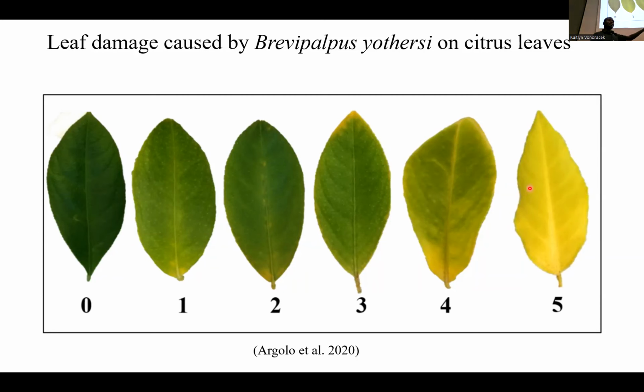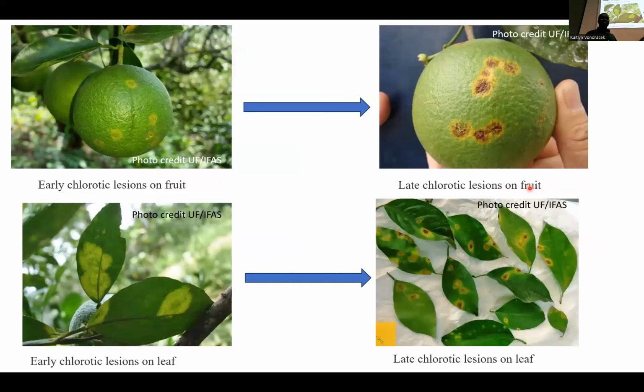But this is not the bad part of it. The bad side of it is that it vectors citrus leprosis virus that causes citrus leprosis. So this is how it looks at the beginning, photo number 1. And then as it advances, the fruit turns to that. And if you're selling citrus for open market, consumers looking at this will probably not like it.